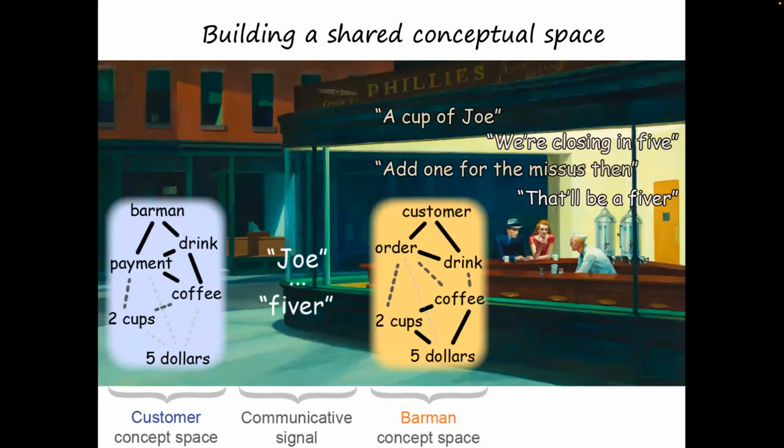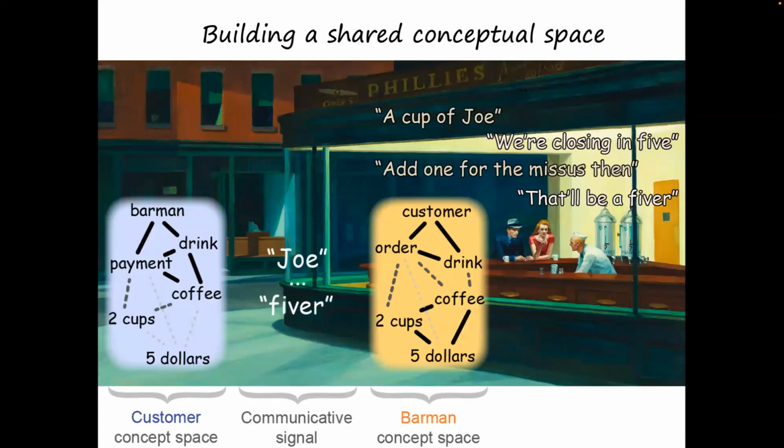Now, as the conversation unfolds, the two communicators have to work together to keep their concepts aligned, not just with each other, but also with the current situation, thereby creating a shared context, a shared conceptual space that allows them to select and interpret behaviors that will be more likely to be mutually understood than otherwise.